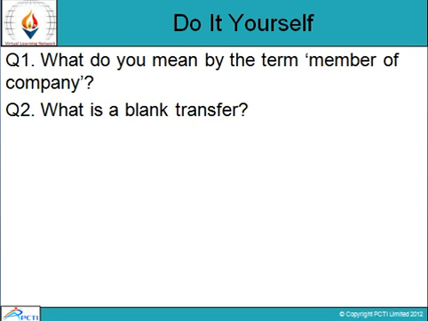Now there are some questions on the basis of this session. First, what do you mean by the term member of the company? What is blank transfer?